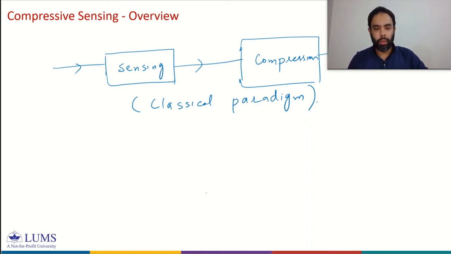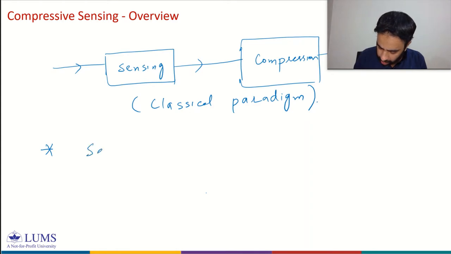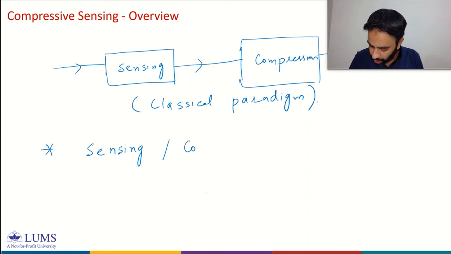Here in the classical setting, we are sensing first, and then we are carrying out compression so that we can store the data efficiently. But compressive sensing allows us to carry out compression while sensing, and that's why we call it compressive sensing or compressive sampling. We sample and at the same time we compress. So compressive sensing is sensing and compression at the same time.